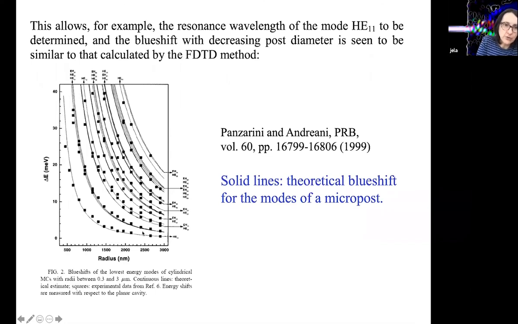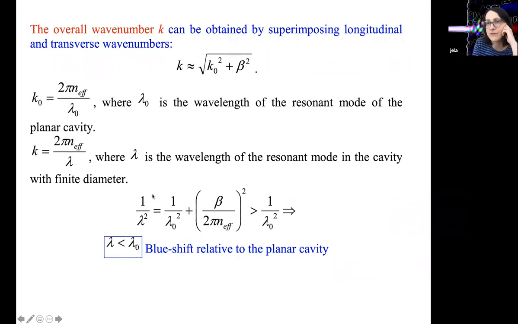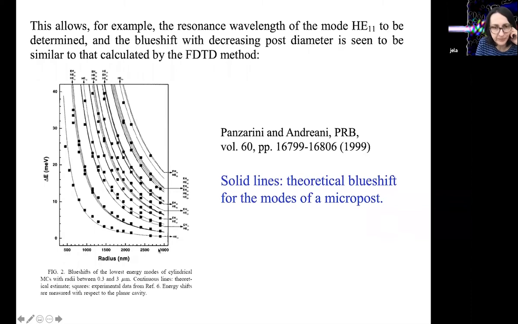So looking into this, you see that all of these experimental results lie pretty well on the curves, which means that the approximation that we introduced here for the blue shift of the wavelength is pretty good, right? It gives you a pretty good estimate. So what can you also conclude from this? As you go to a very large radius, all of these curves kind of converge together, right? Is that expected?